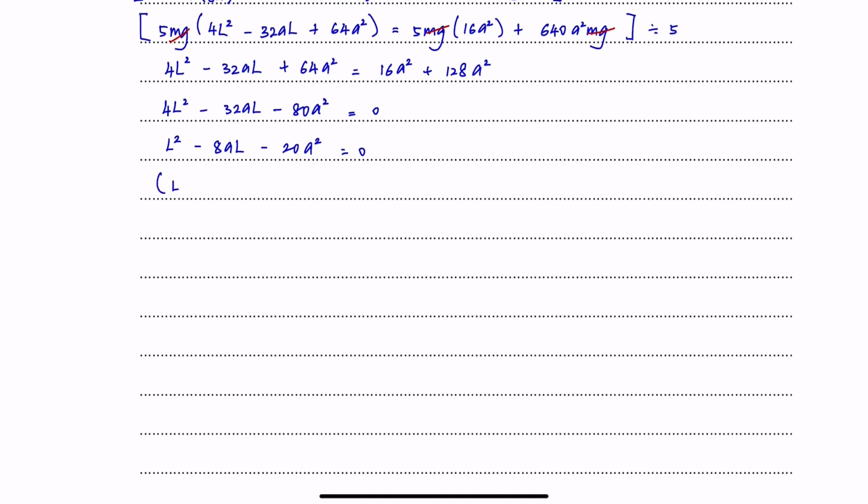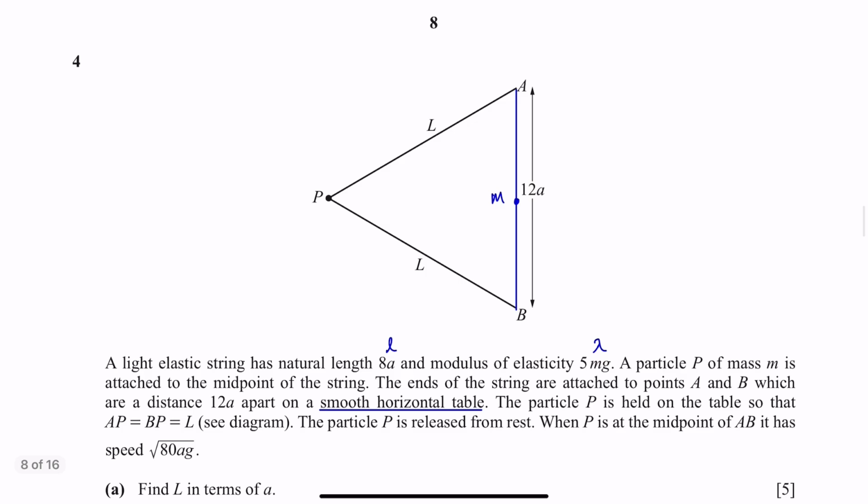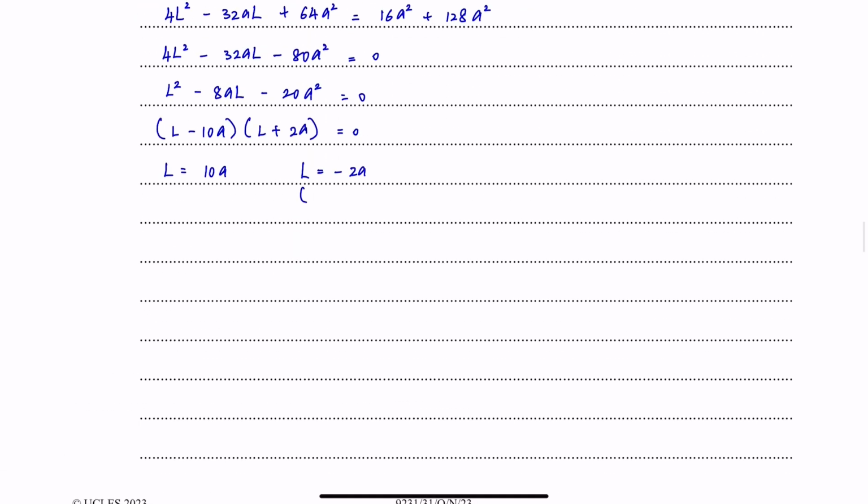Factorize it, we would get (l minus 10a) and (l plus 2a). So l can be 10a and l can be negative 2a. And because l in this case is the length of 1/2 of the string, it cannot be a negative number. So we will need to reject l equals negative 2a. So this would be our answer.